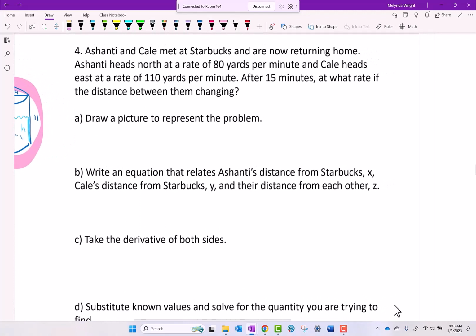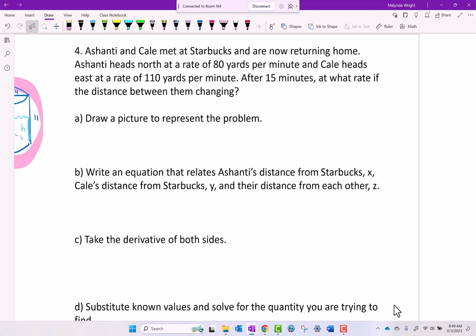In this scenario, we have Ashanti and Kale meet at Starbucks. They're going home. She heads north at a rate of 80 yards per minute, and he heads east at a rate of 110 yards per minute. After 15 minutes, at what rate is the distance between them changing?